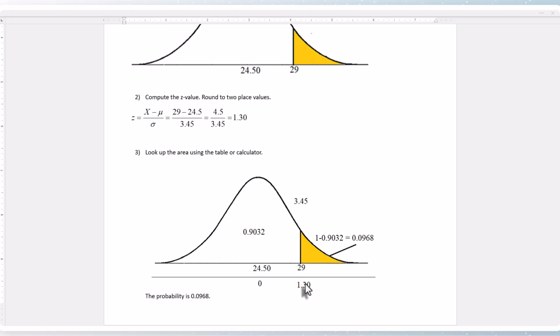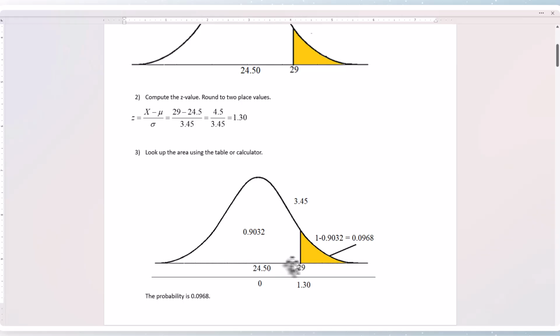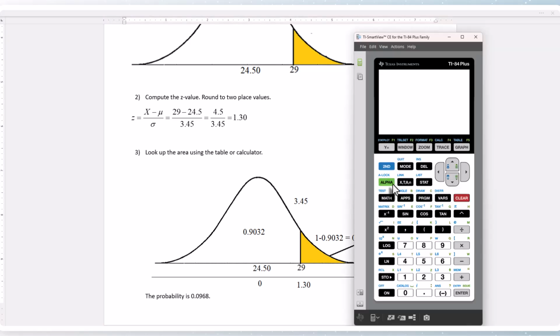We look up 1.30 in the table, 0.9032. Remember, that's the area to the left. We desire the area to the right, so we take 1 minus 0.9032, which is 0.0968. To compute the answer on the calculator, we type second, bars, select normal CDF.